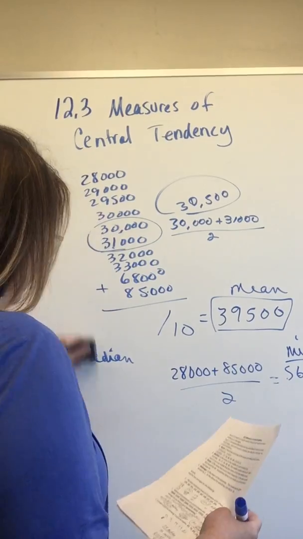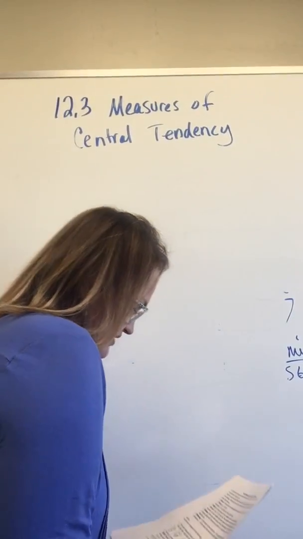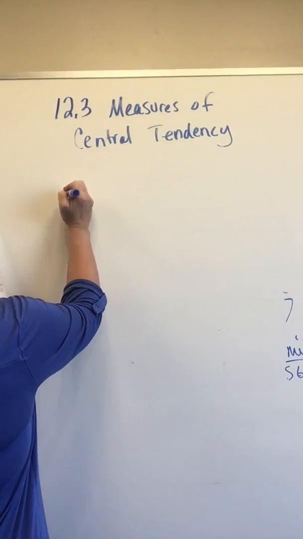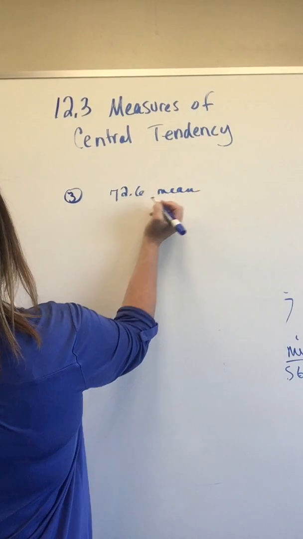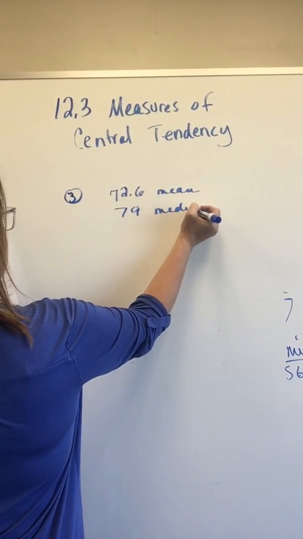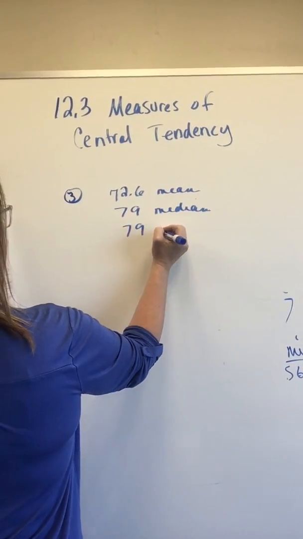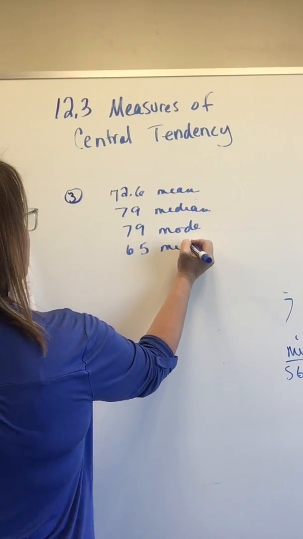We're going to run out of time on the video, so I'm just going to write down your answers. You should have, for number 3, the scores on the exam, a mean of 72.6. The median is 79, and the mode is 79. And the mid-range is 65. So check your work on those.